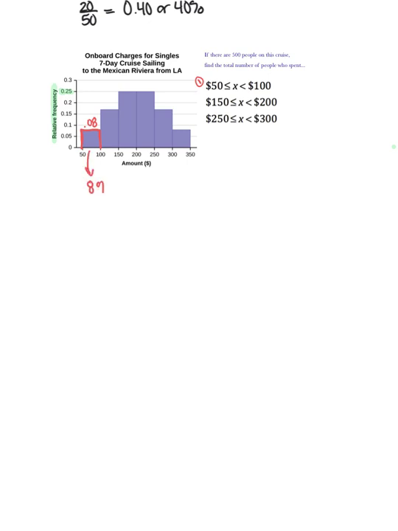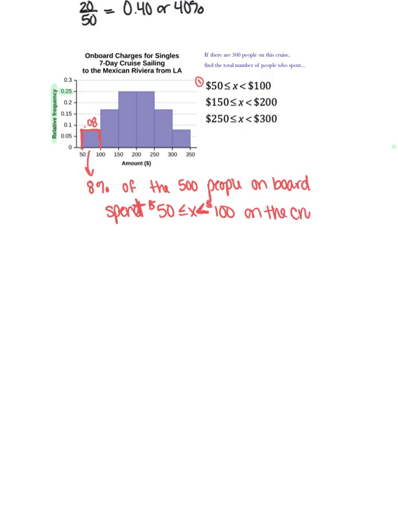So if it's 0.08 units high, that means 8% of the 500 people on board spent, past tense, between $50 and $100 on the cruise. So if I want to know how many people that is, I need to calculate what is 8% of 500. So I'm just going to take 500 multiplied by 0.08, and that's going to give me 40 people.